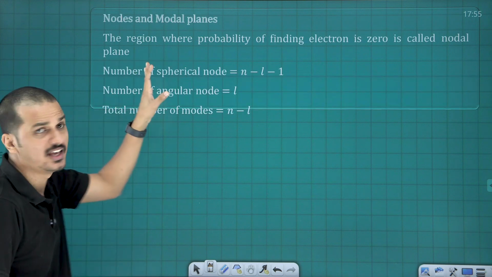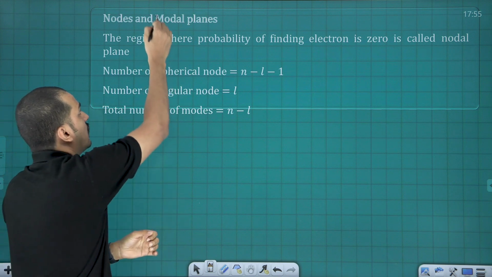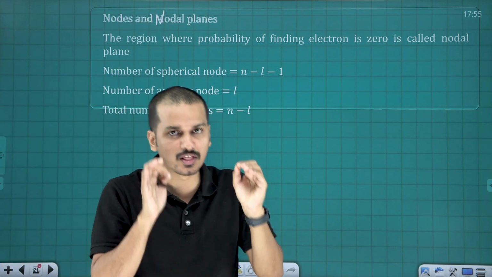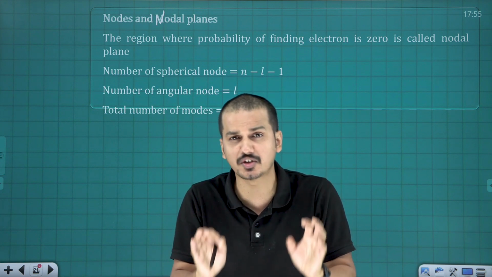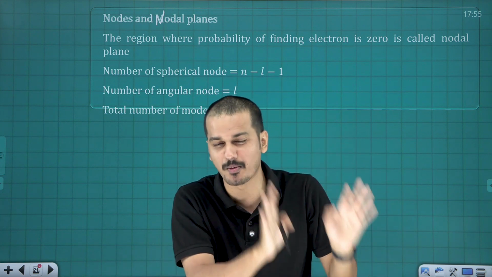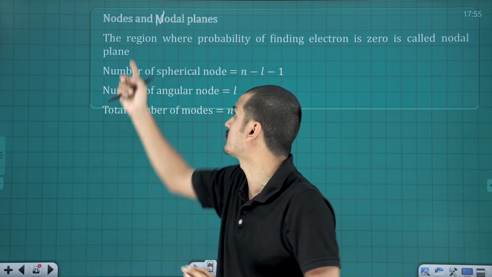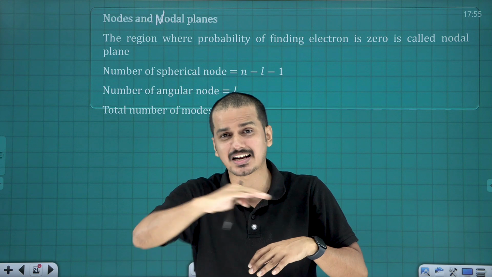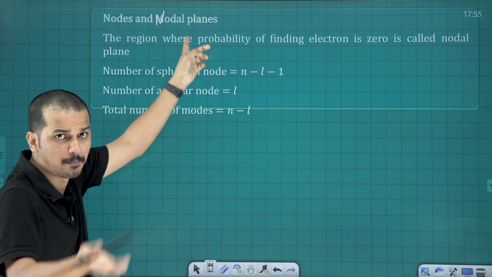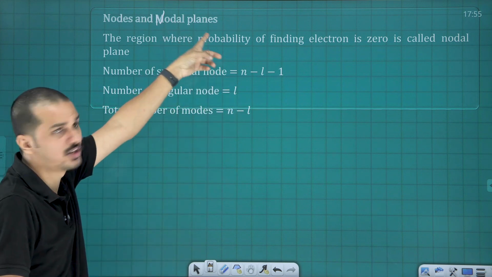And finally, one more thing you have to remember: the nodes and nodal planes. Nodes means it is the region around the nucleus where the probability of finding electron is minimum, 0% to 5% electron probability, I mean, very less electron probability. That is what is called nodes. If we are considering nodes in a plane, that is what is called planar nodes, that is actually nodal planes. In a plane, electrons are not present. That is what is called nodal planes.